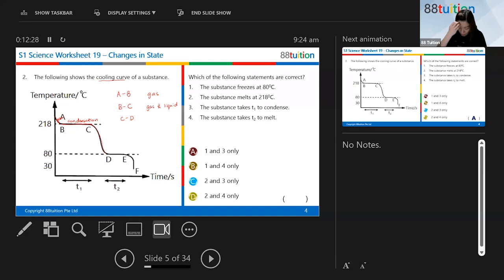No, actually, this is not the place where melting took place. From C to D, you see that the temperature is decreasing, so it cannot be that the substance is melting.